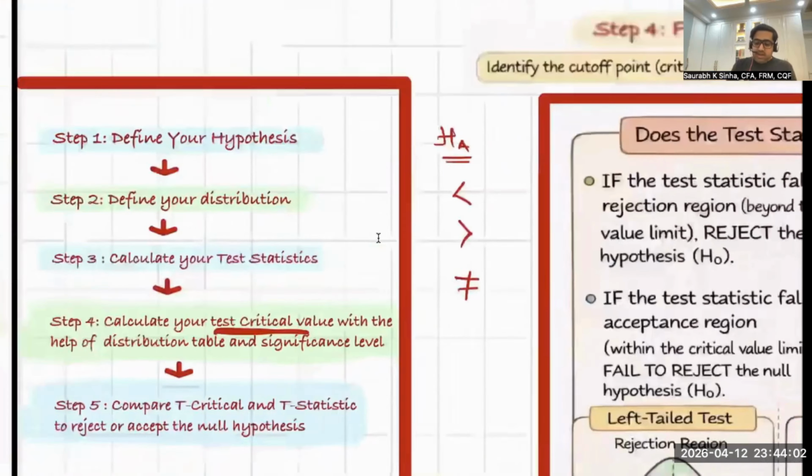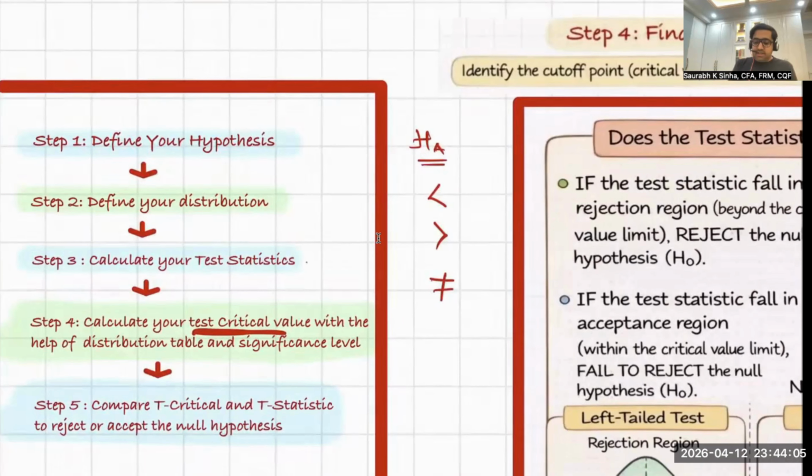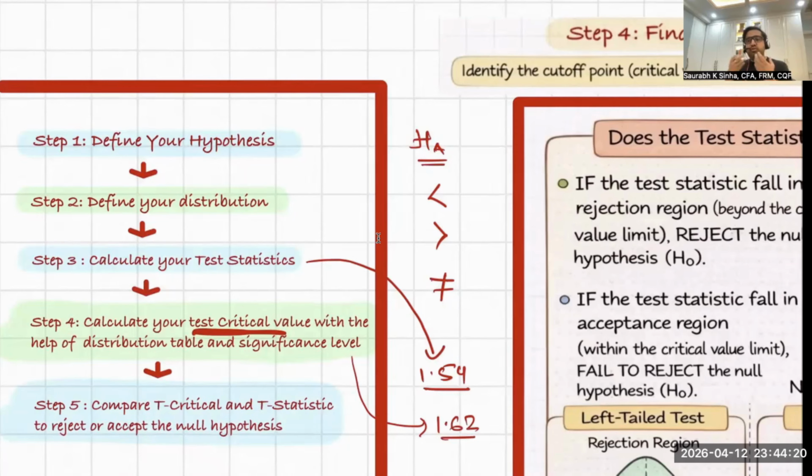That's it. Now say you got the t statistic as a number. You did the calculation and you got a number like 1.54. And you got the t critical value as 1.62. Now, how to perform your hypothesis testing? How to reject or fail to reject your null hypothesis with the help of these two values?